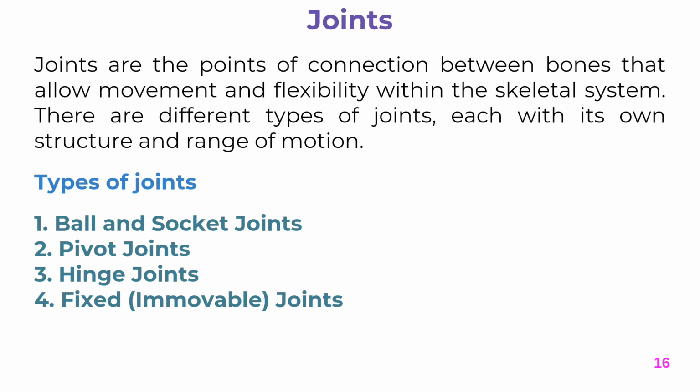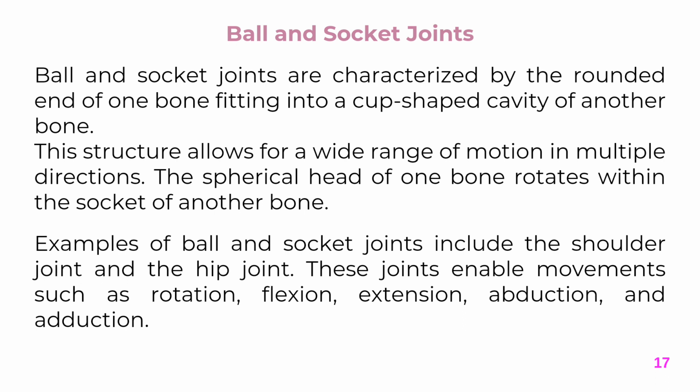Joints. Joints are the points of connection between bones that allow movement and flexibility within the skeletal system. There are different types of joints, each with its own structure and range of motion. Types of joints. 1. Ball and socket joints. 2. Pivot joints. 3. Hinge joints. 4. Fixed, immovable joints.